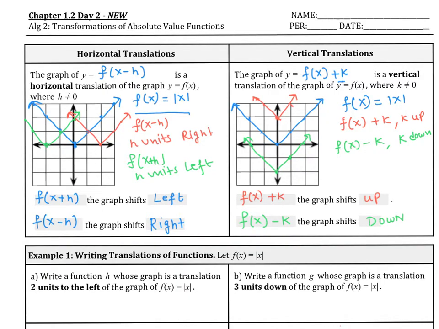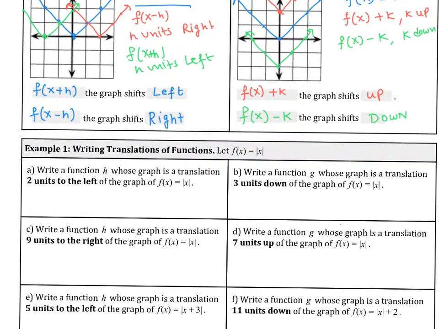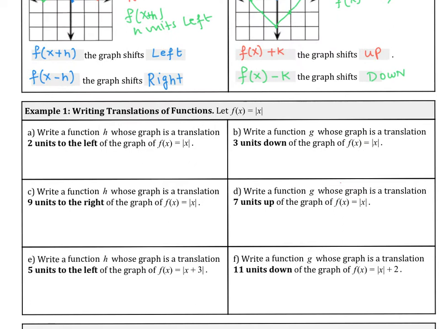Let's do example number 1 at the bottom here. For letter A, writing a translation of a function. Let's say the function is absolute value x. Write a function h whose graph is a translation 2 units to the left of the graph. The 2 units left of the graph will look like absolute value of x plus 2. It means 2 is inside the absolute value, so 2 is inside the parallel lines.